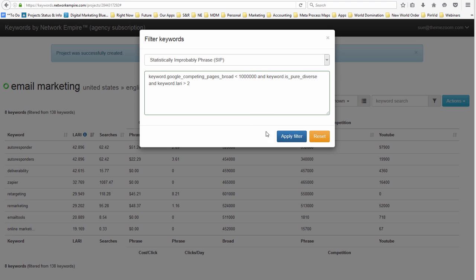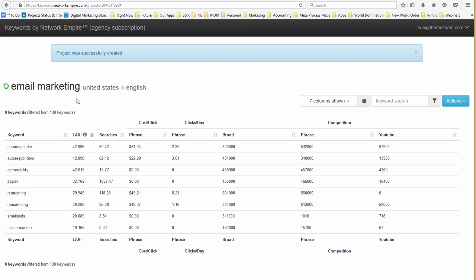So let's just apply this filter and let's take a look at the results. So our topic, as it has been for all of these videos, is email marketing. And as you look at this, you've got things like autoresponder, autoresponders, deliverability, which is used outside of email marketing, but mostly in terms of packages and stuff like that. So definitely, all three of those words are key to email marketing.